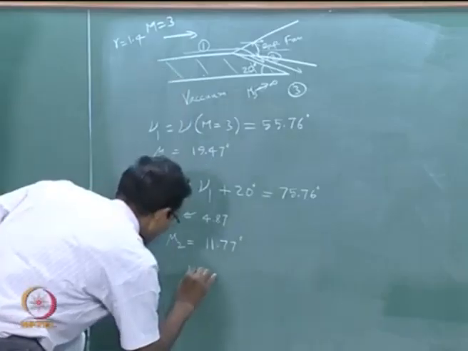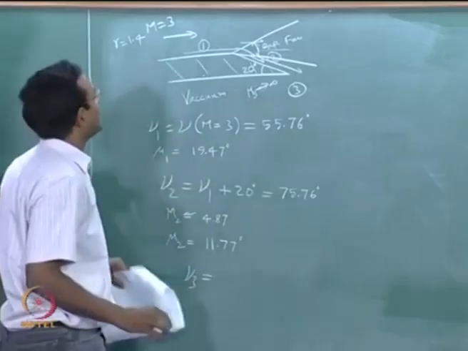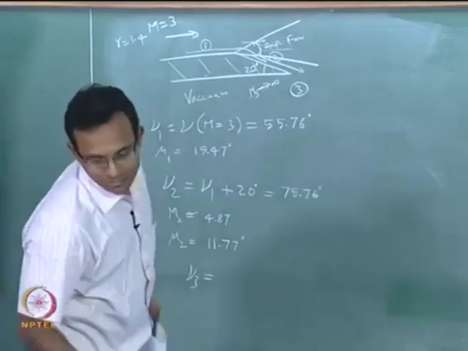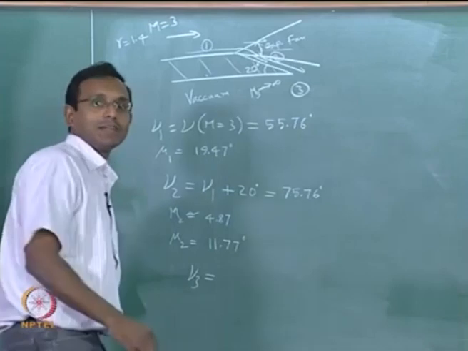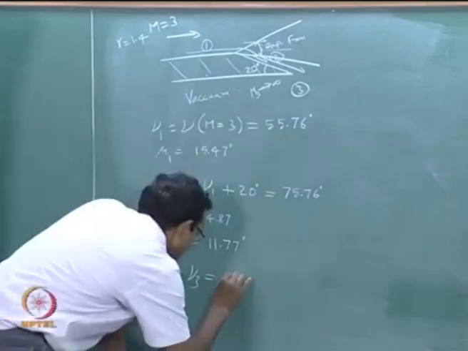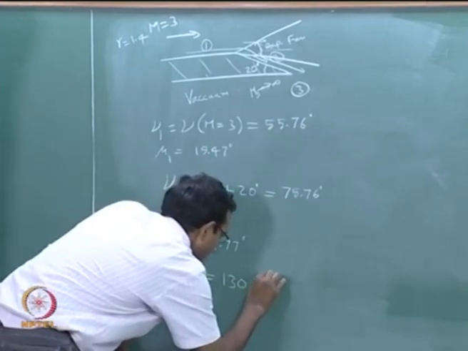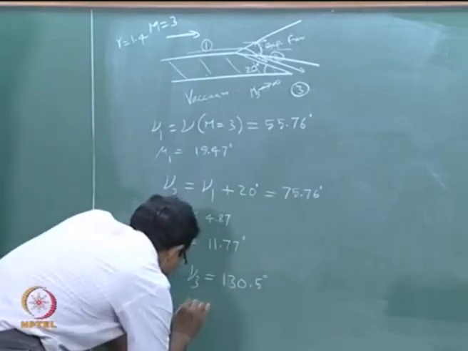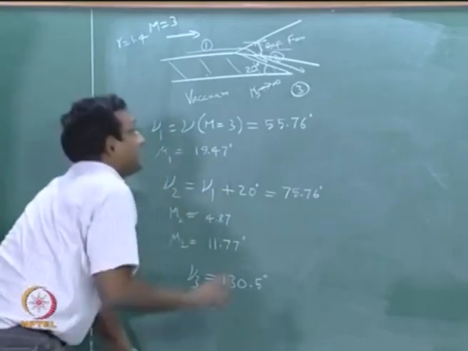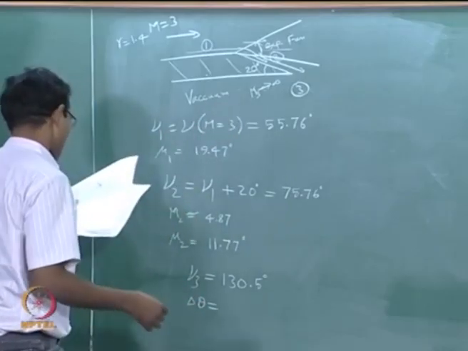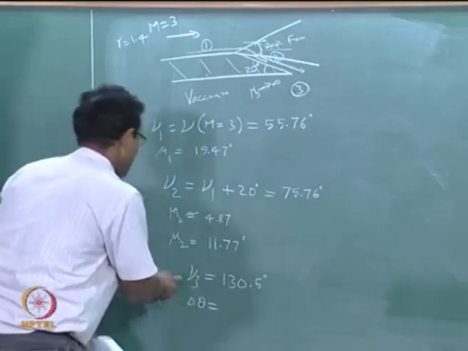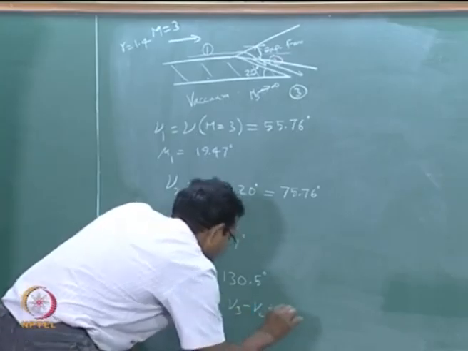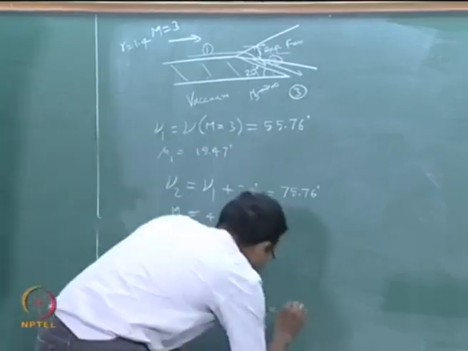So, I will find my nu 3. What is nu 3 for gamma equal to 1.4? This number we discussed last class. Okay. That number happens to be 130.5 degrees. And nu 2 we calculated just now, 75.76. So, my delta theta, the change in angle of the streamline, comes out to be nu 3 minus nu 2, which happens to be 54.74.